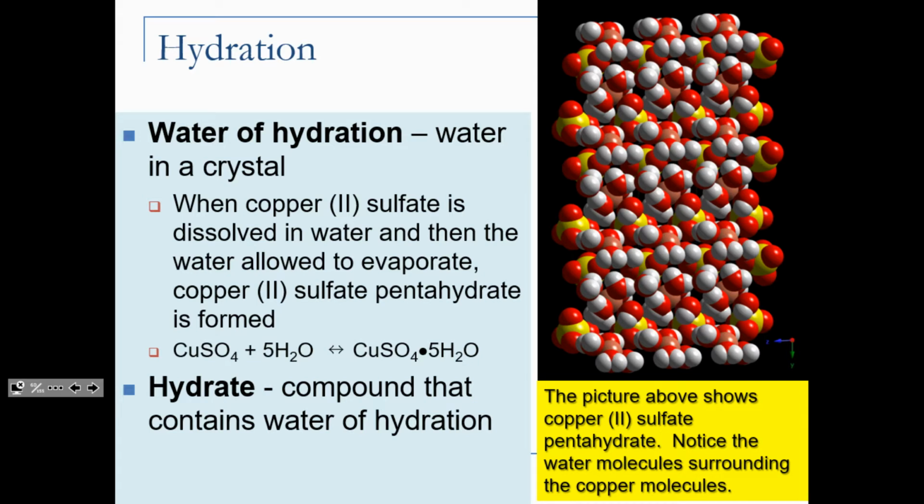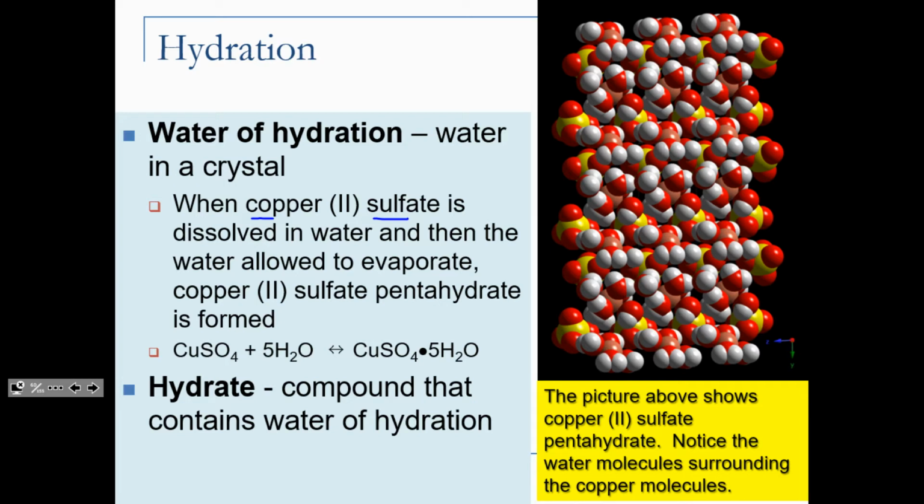So the first thing we're going to talk about is water of hydration, which is water that's inside of a crystal compound. So some compounds are special in that they can actually have water bound to their crystal structure. For instance, copper 2 sulfate is dissolved in water, and then when the water is allowed to evaporate, we form a hydrated compound that is called copper 2 sulfate pentahydrate.